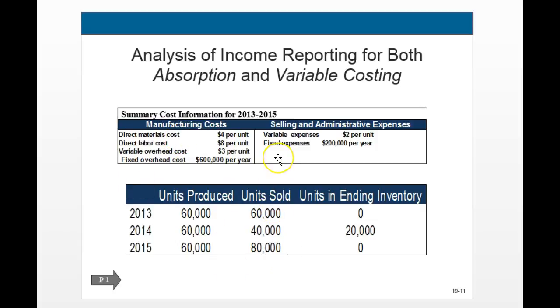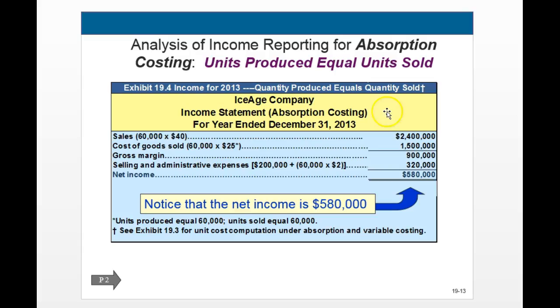It's when you end up having units left in the ending inventory that you'll find a difference, because the fixed costs that we assign per unit under absorption costing stay with the product in ending inventory. When we use variable, it goes right to the bottom line. So let's look at this. Here's our first one. When we have units produced equal units sold, you're going to have differences in numbers, but you're not going to have a difference in net income.